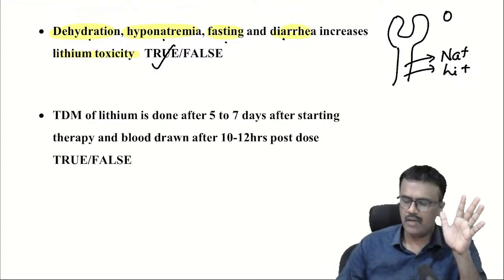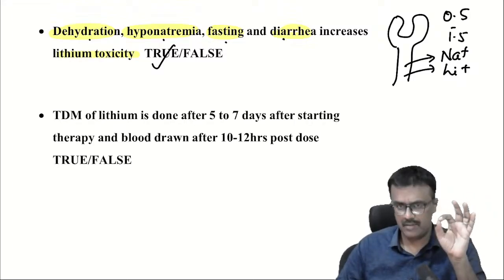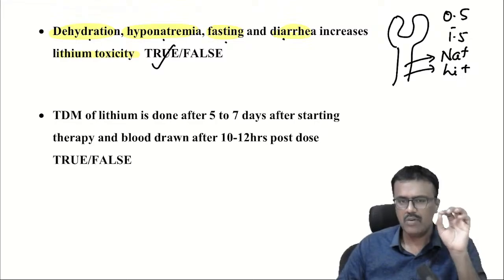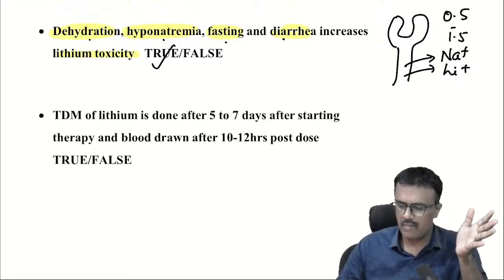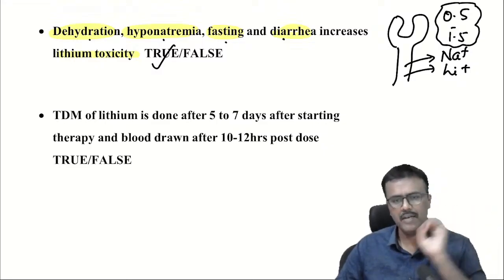You have to maintain between 0.5 milliequivalent to 1.5 milliequivalent. So a bit more lithium will lead to toxicity. And if the levels are more, you have to go for dialysis. But the normal levels are between 0.5 to 1.5 milliequivalent per liter.